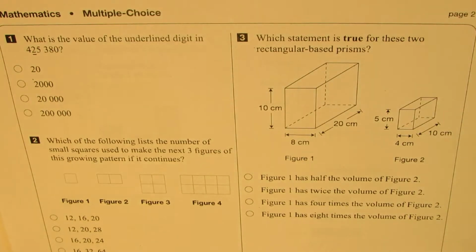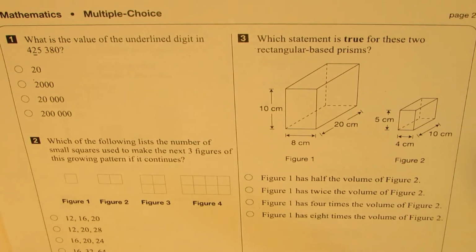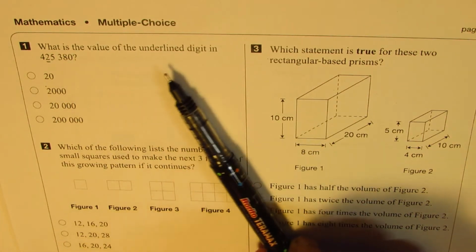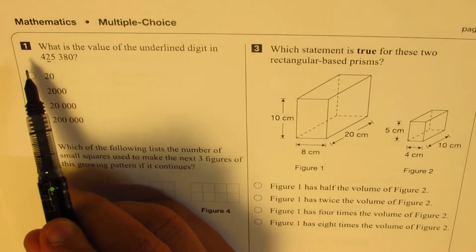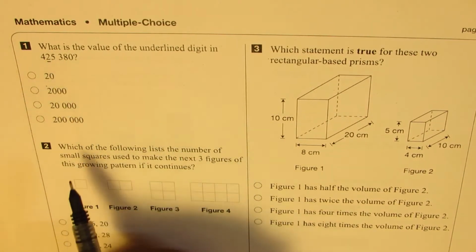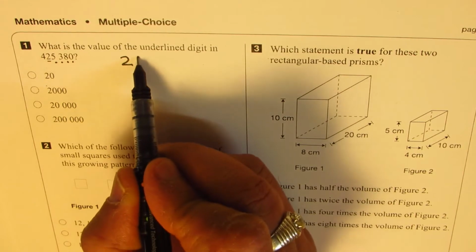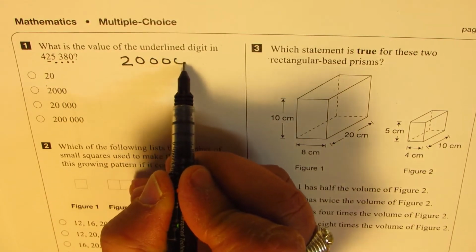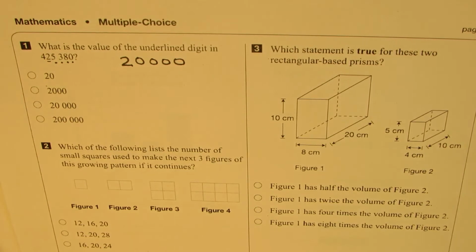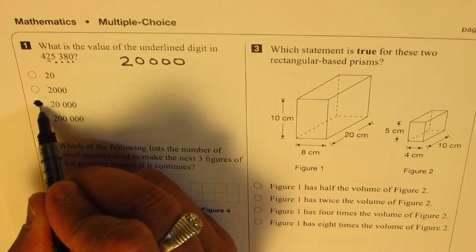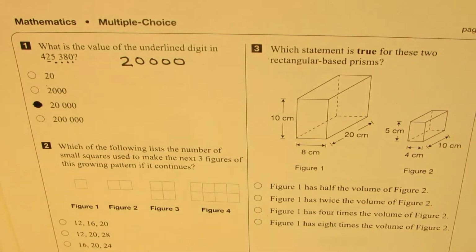The very first question here is, what is the value of the underlined digit in 425380, where 2 is underlined, right? So 2 is underlined. We'll write zeros for all the other 4 numbers, right? So it is 0, 0, 0, 0. That is the value of the underlined digit 2, which is our option number 3. Is that clear to you? You have to completely fill the circle with pencil. I'm doing it in pen so that it's very clear to you to see, right?